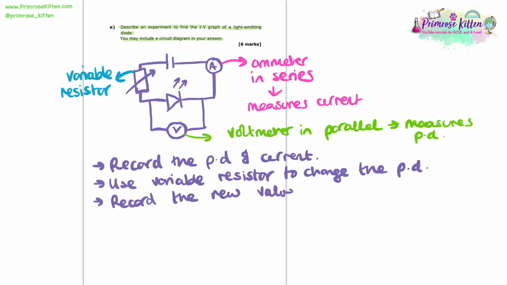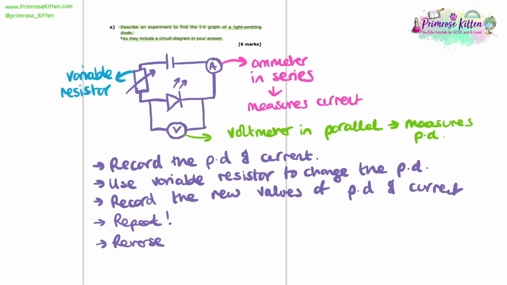Now we're going to use that keyword that we use in so many of these investigation questions. We're going to repeat this process, because the more we repeat it for slightly different potential differences, the more data points we'll have for our graph. Now, once we've done this, we'll notice that we're only getting positive potential differences. So we're only really getting half the graph.